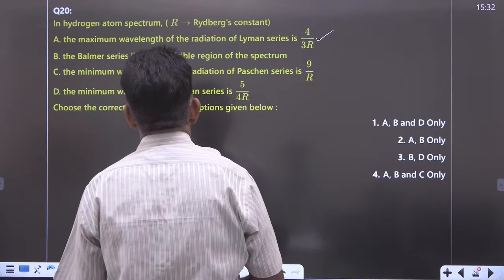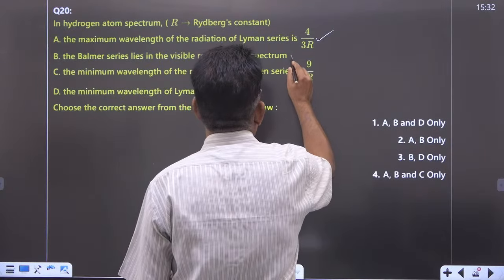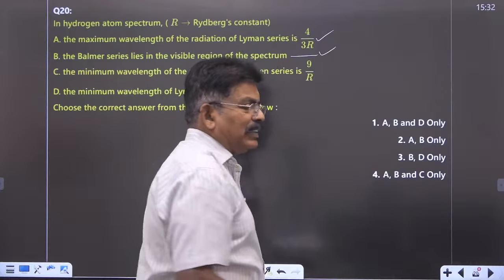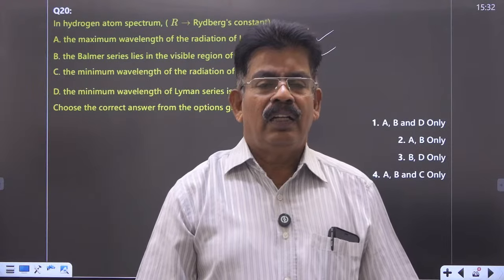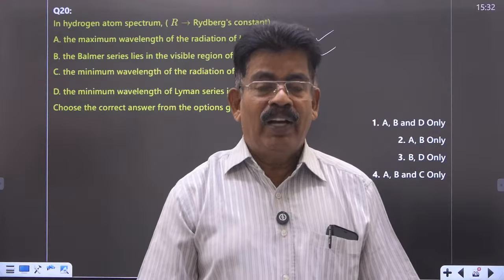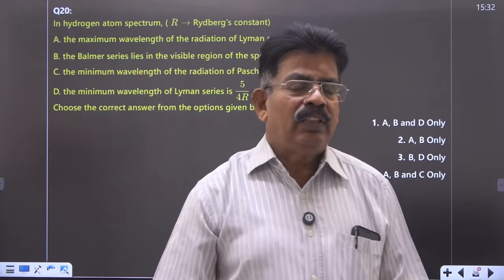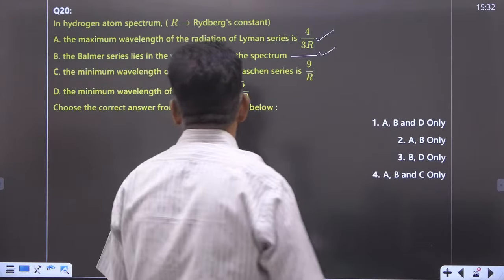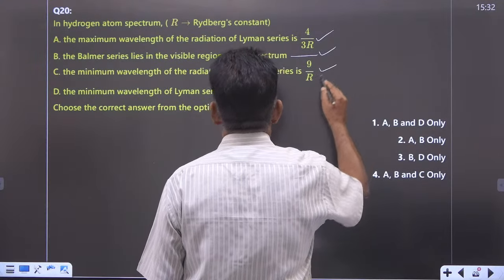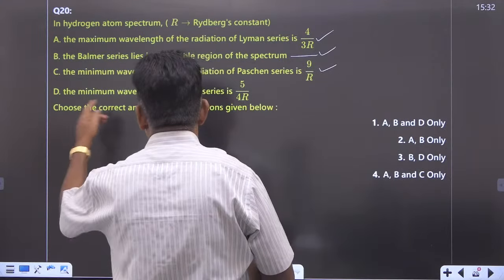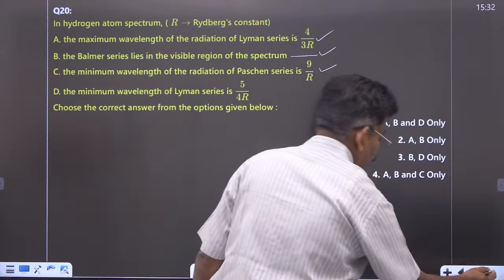Then, the Balmer series lies in the visible region. Actually, to some extent, we can take it. It's partly visible, partly ultraviolet, but we can take it mostly in the visible region. Then the minimum wavelength of radiation of the Paschen series is 9/4. So A, B, C are correct. Only D is wrong. We want that only.